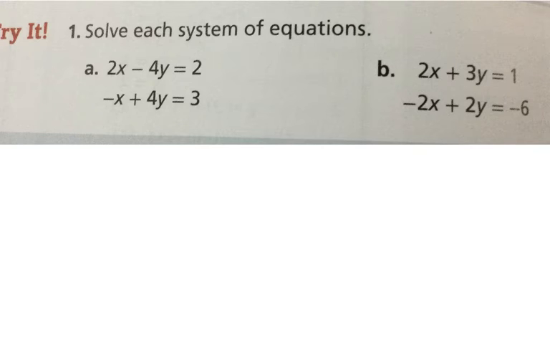Do I have a variable that has opposite coefficients? No, the x has opposite signs, but one is 2 and one is -1. So if I combine 2 minus 1, that doesn't make x go away. That would be 1x if I combine them. But what if I combine -4 and +4? That goes to 0. That's what I want to happen. So here I can combine them and eliminate the y's. -4y plus 4y is 0.